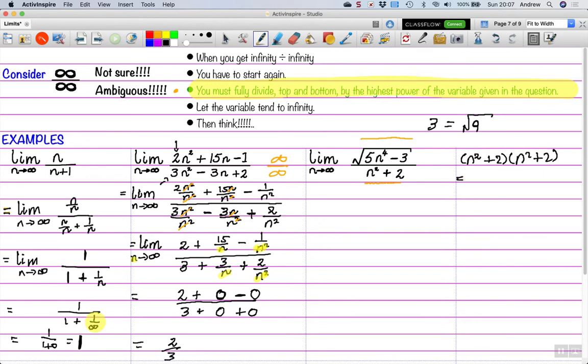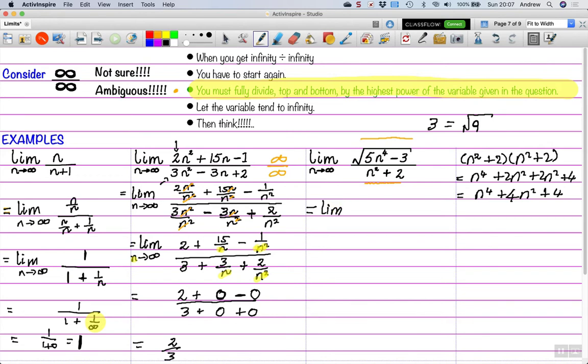So therefore, n squared times n squared is n to the 4. n squared times 2 plus 2 times n squared. 2 times 2 is 4. Tidy up the line, we end up with n to the power of 4 plus 4n squared plus 4. So we can now progress this to the next line.